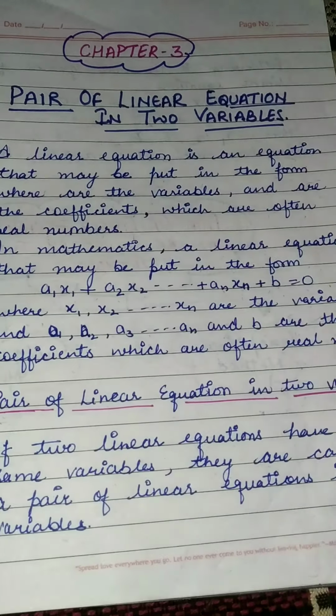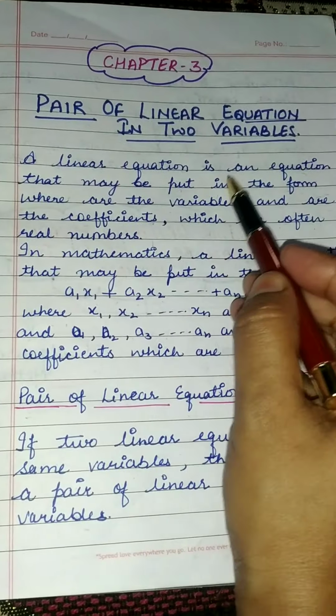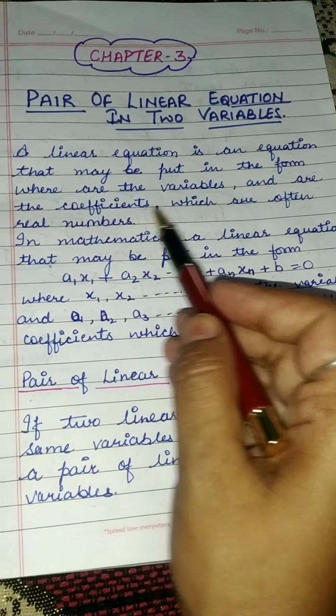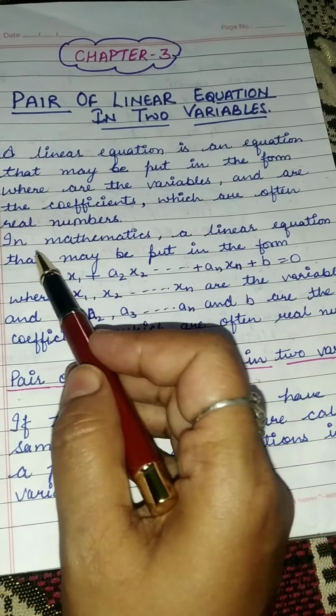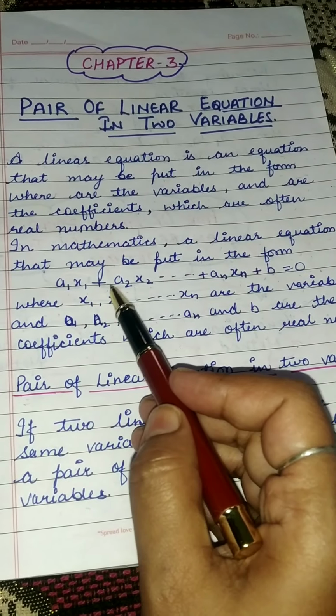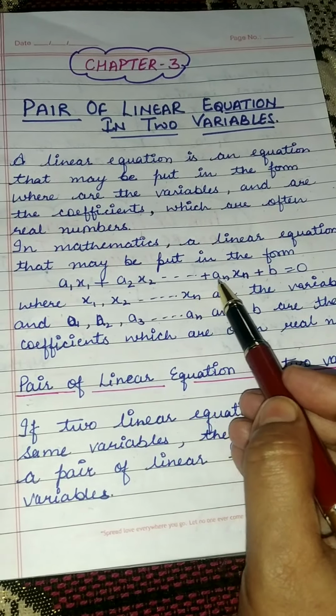So what is a linear equation? A linear equation is an equation that may be put in the form a1x1 plus a2x2 and so on, plus anxn plus b is equal to 0, where x1, x2 and xn are the variables, and a1, a2, a3 and so on and b are the coefficients, which are often real numbers. What are variables? These are the quantities whose value can be changed.